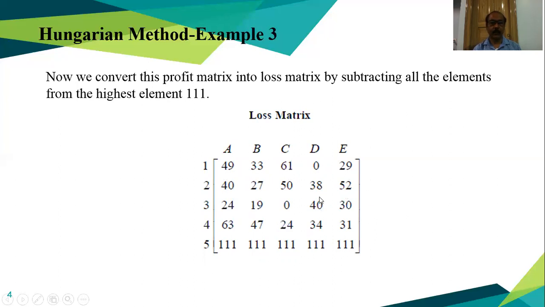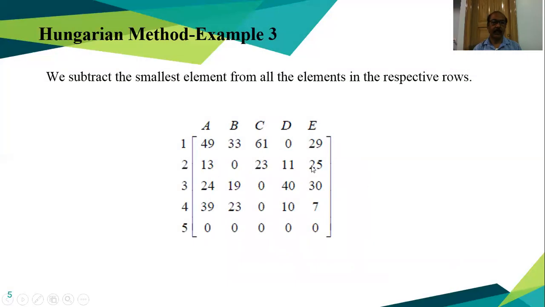So first move to the steps. We subtract the smallest element from all the elements in the respective row. The row operation is done. Here, in this column there is a 0, in every column there is a 0. So we need not do the column operation, because each and every column has a 0.